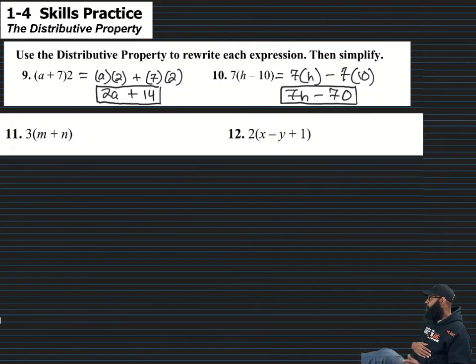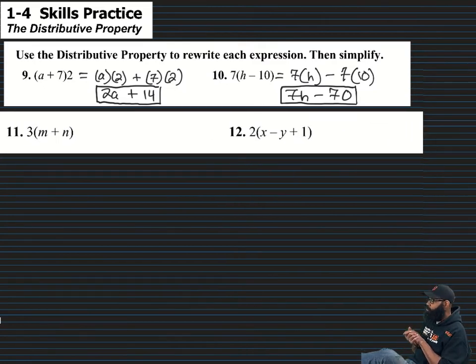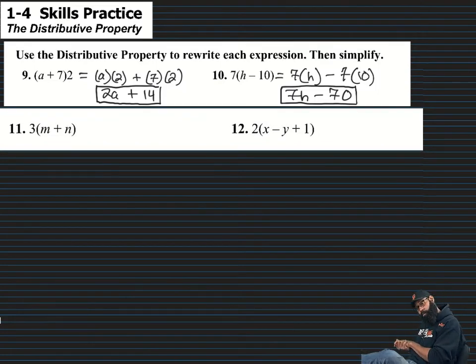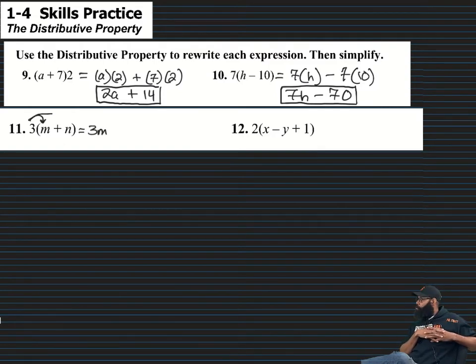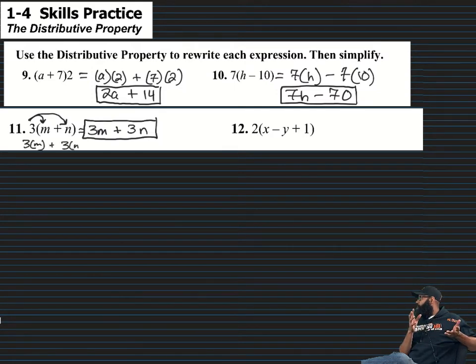11 and 12, same thing, although I like that 12 has more variables inside of the grouping symbols than constants, numbers. Look at that. That's a beautiful arrow. I think I wrote that. 3m plus 3n. And again, box your answers. And number 12. You get it? Let's keep the operation, right?